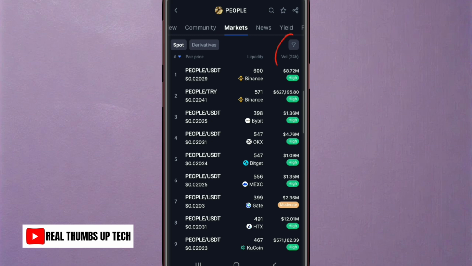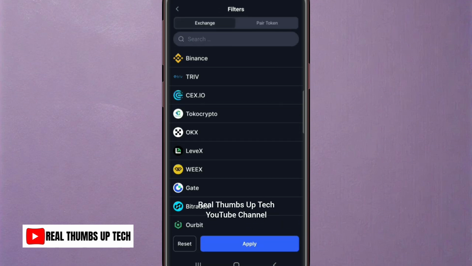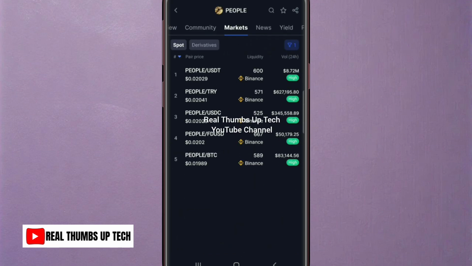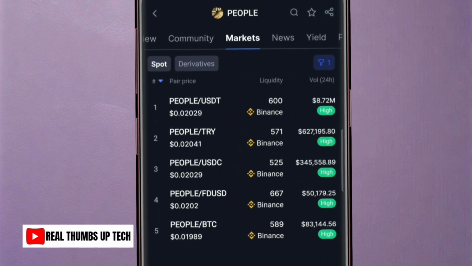So let me go over to this filter option. Like I explained before, you select the exchange you want to work with. So in my own case, I'm going to use Binance for this. Binance. I select apply below here. So you can see different prices for People coins here. You can see different prices.